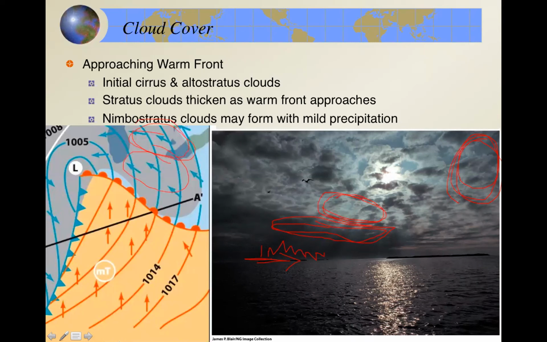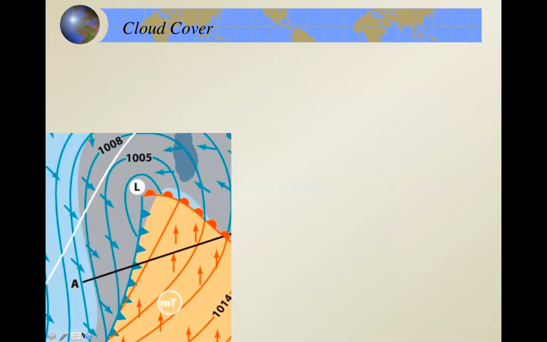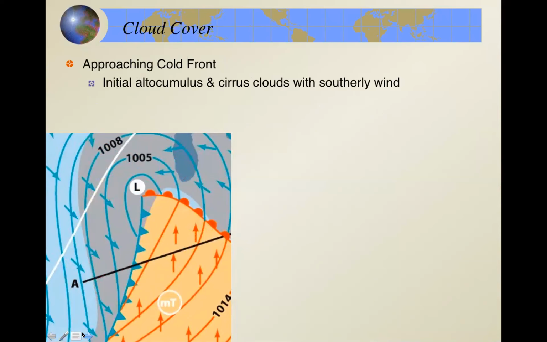Okay, so that is the cloud cover associated with the approaching warm front. Now, what about the approaching cold front? Well, in this region, far enough out ahead of the cold front, we generally expect, again, relatively mild conditions, relatively warm, not much cloud cover.